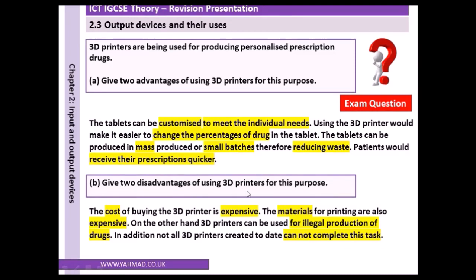Give 2 disadvantages of using 3D printers for this purpose. The cost of buying a 3D printer is expensive. The materials for printing are also expensive. On the other hand, 3D printers can be used for illegal production of drugs. In addition, not all 3D printers created to date can complete this task.